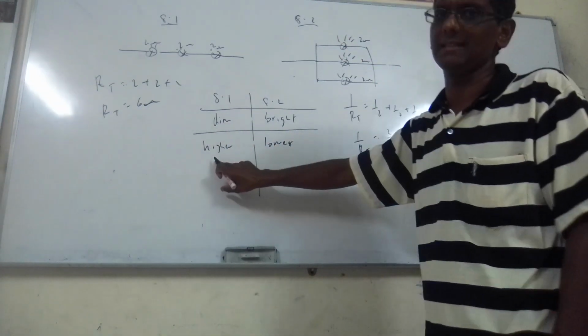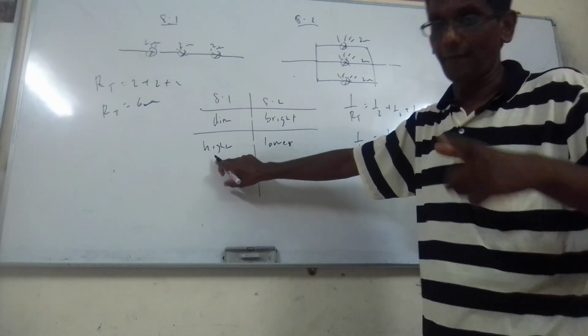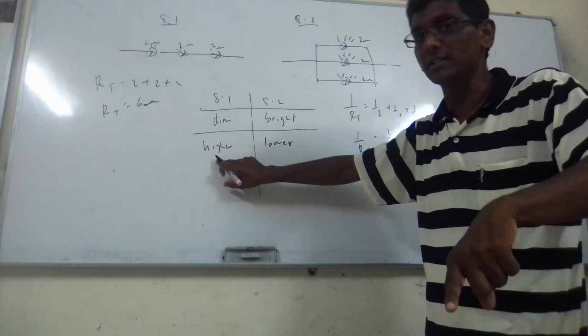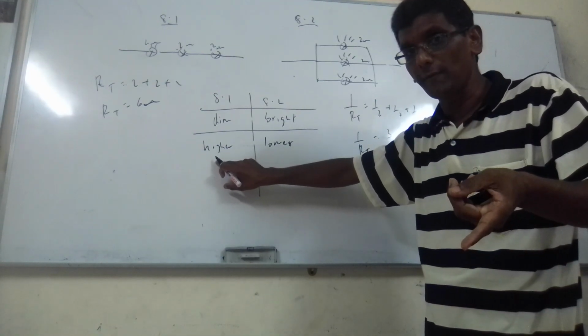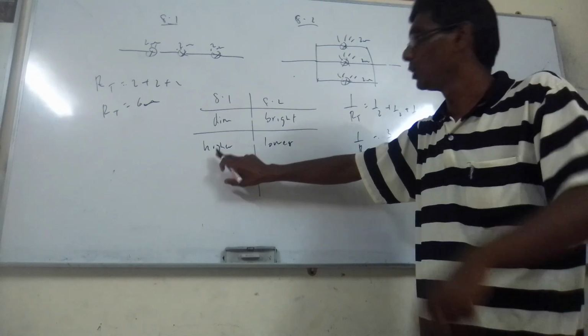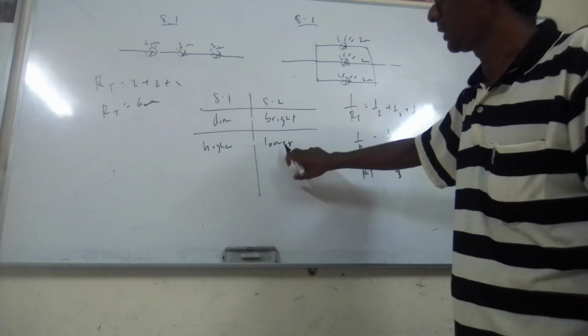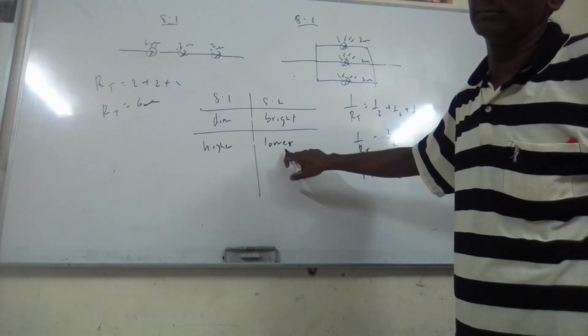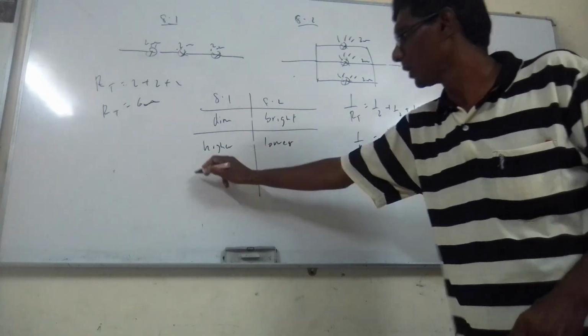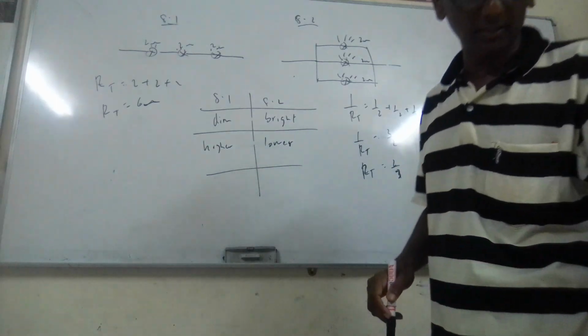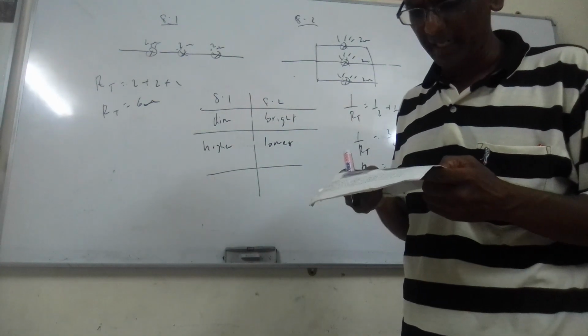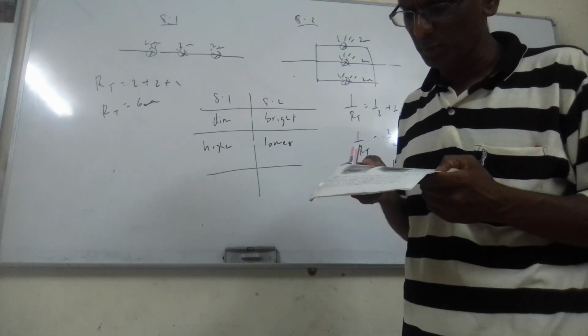So higher resistance, higher effective resistance. Effective resistance, another word for it is total resistance. Total resistance is higher. Okay, and the total resistance is lower.